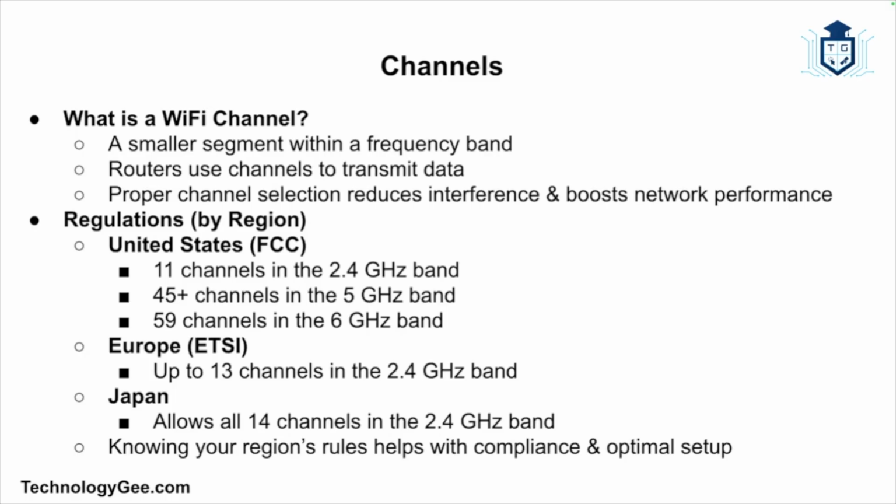So in the United States, you have 11 channels in the 2.4 gigahertz frequency. They have 45 plus in the 5 gigahertz and 59 in the 6 gigahertz. In Europe, you have up to 13 channels in the 2.4 gigahertz frequency range. And in Japan, they allow all 14 channels in the 2.4 gigahertz frequency range. Understanding regional regulations helps ensure compliance and optimal setup.